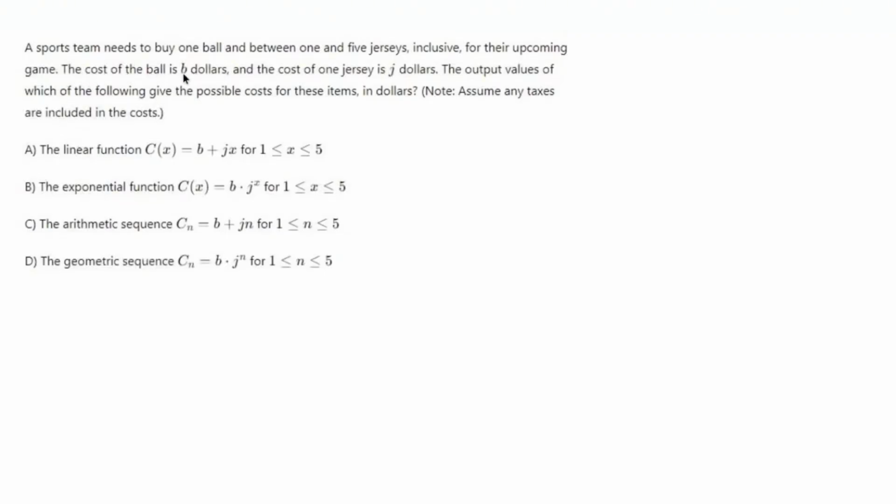A sports team needs to buy 1 ball and between 1 and 5 jerseys, inclusive, for their upcoming game. The cost of the ball is B dollars and the cost of 1 jersey is J dollars. So the output values of which of the following give the possible cost for these items in dollars? Note, assume any taxes are included in the cost. So here's our option. We can buy 1 ball and 1 ball only, or we can buy 1 jersey, 2 jerseys, 3 jerseys, 4 jerseys, or 5 jerseys.